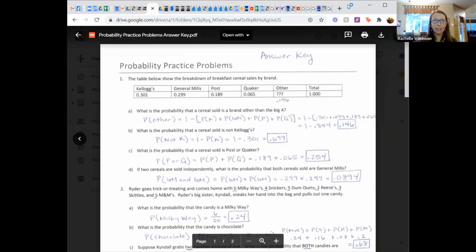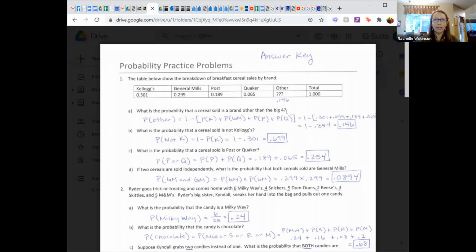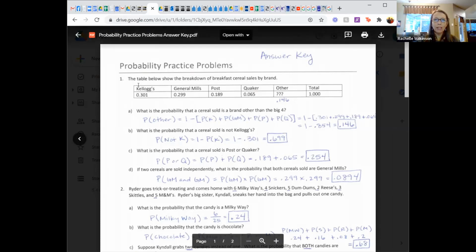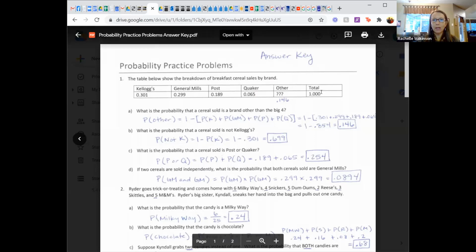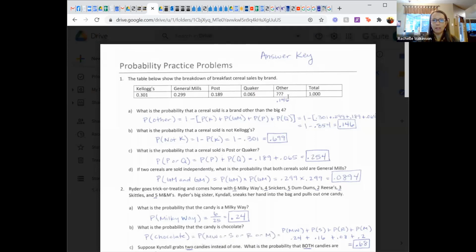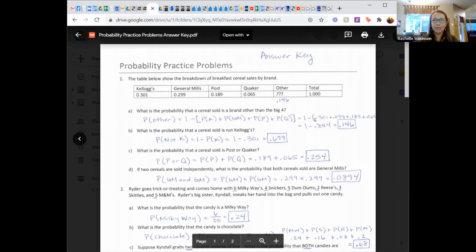I'll pull up the answer key so you can see the answer. The first one: what's the probability that a cereal is sold as a brand other than the Big 4? Remember, one of our probability rules says that if I add up the probability of everything in the sample space, it has to add up to 1. So if I add up everything else and subtract that from 1, that's going to tell me what the missing number is. In this case, we ended up with 0.146.